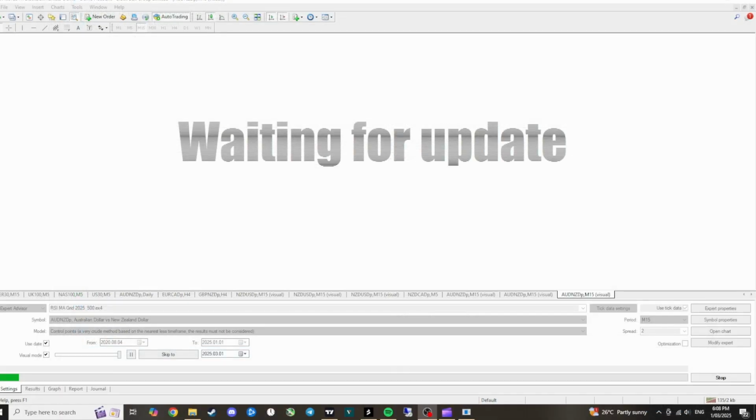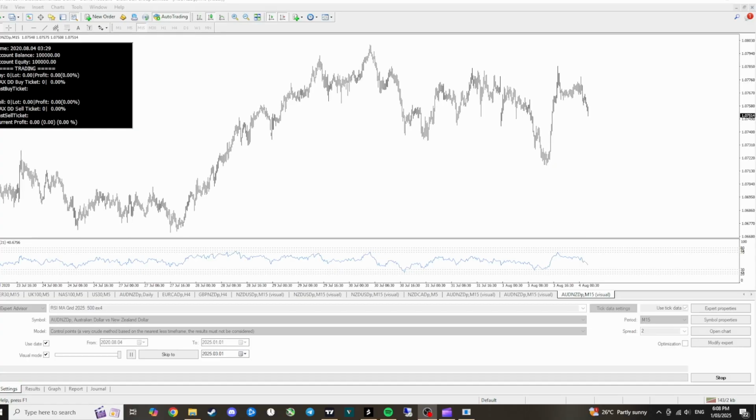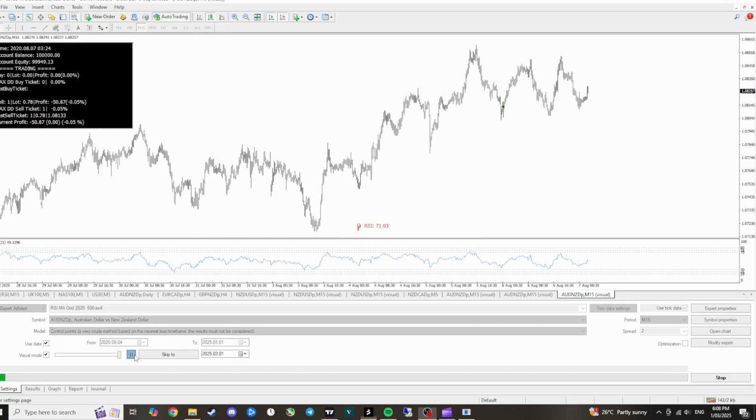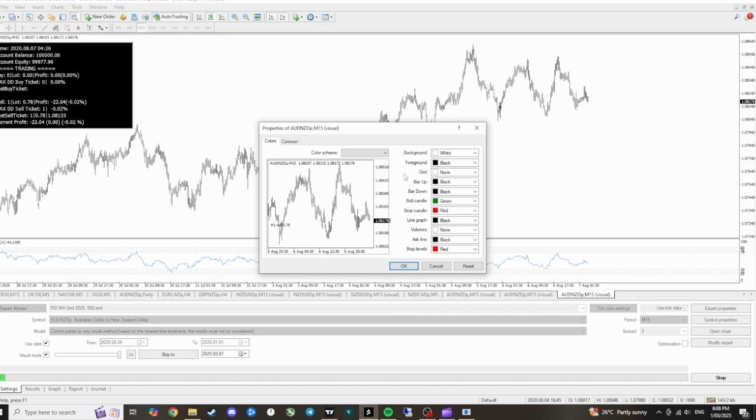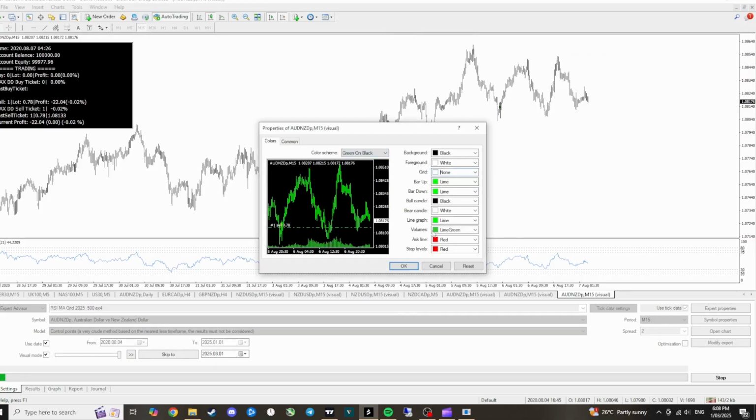Right, so I found a really good example of the EA taking drawdown control. I'll just let this play out. So just make this black and green and black. Get rid of the grid because it's annoying.